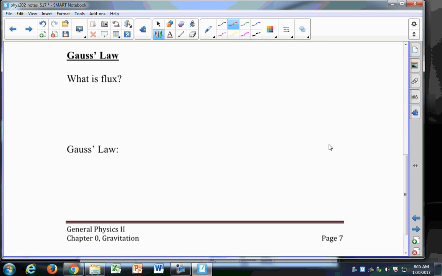Gauss's law. Before we get into Gauss's law, I just wanted to define some things. Flux. Gravitational flux in particular is probably something you've never used before, the concept of flux, and we're going to use it a couple times this semester. Flux is equal to G, the value of G, times the surface area through which G travels.